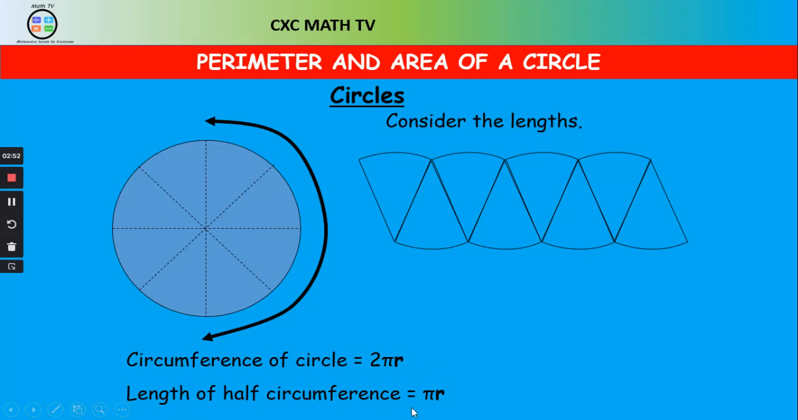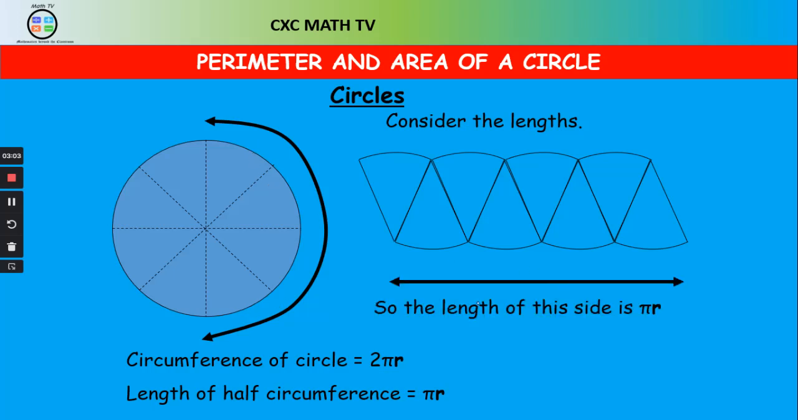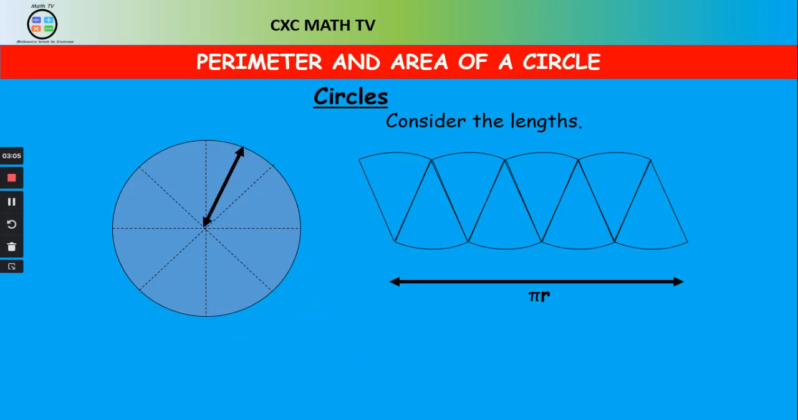And the length of half the circle is just pi times r. Don't need to get into that, you just need to know the formula. The length of the circumference of the circle is 2 pi r. That's nice. And all you need to know is the radius of the circle, and that will help you to find the circumference of the circle.